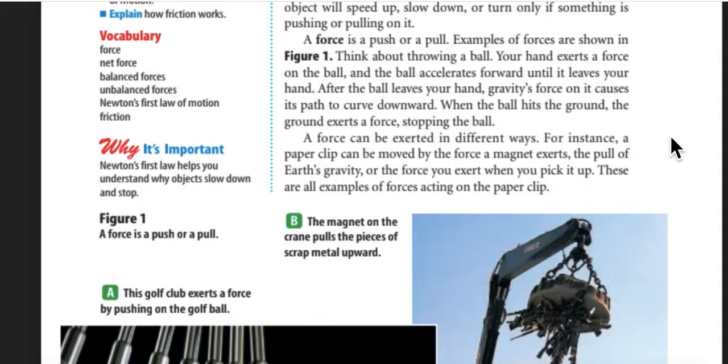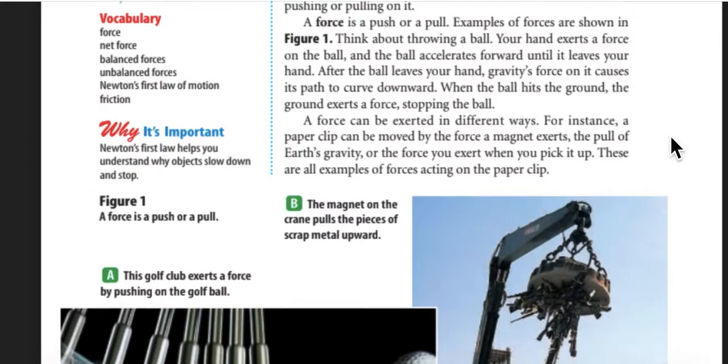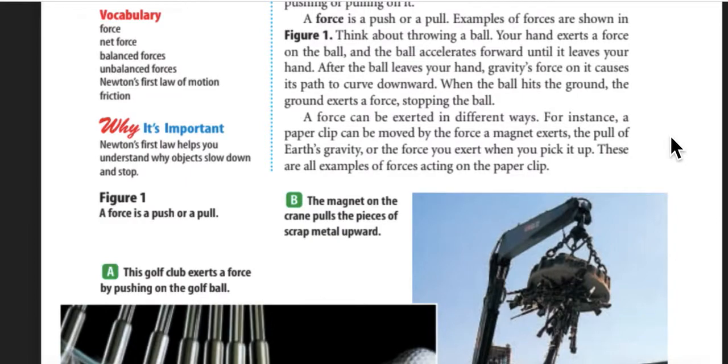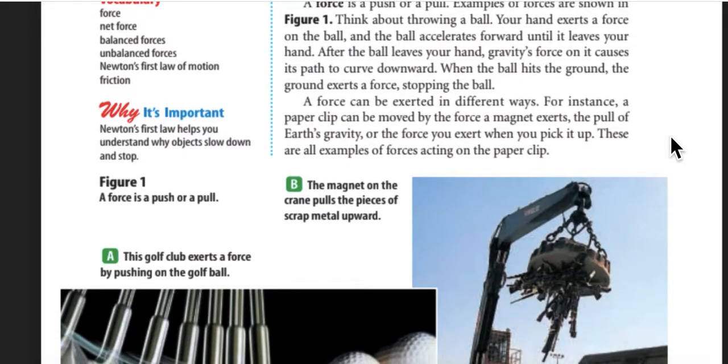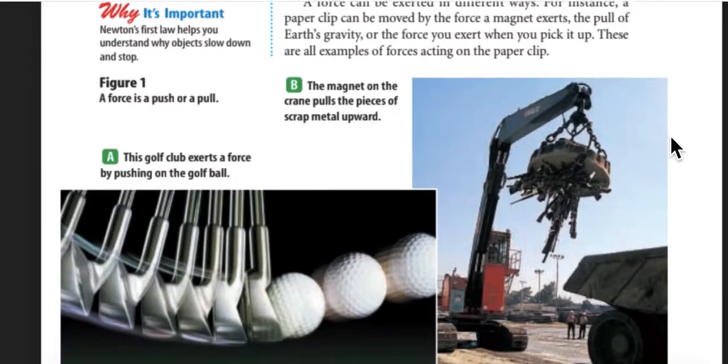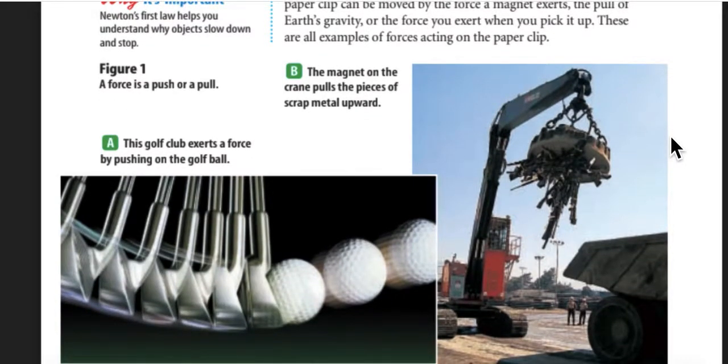A force can be exerted in different ways. For instance, a paperclip can be moved by the force a magnet exerts, the pull of Earth's gravity, or the force you exert when you pick it up. These are all examples of forces acting on the paperclip. Figure 1 shows a force as a push or a pull. A golf club exerts a force by pushing on the golf ball. A magnet on the crane pulls the pieces of scrap metal upward.